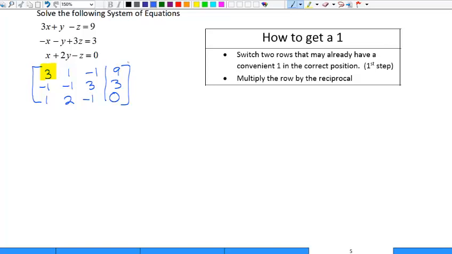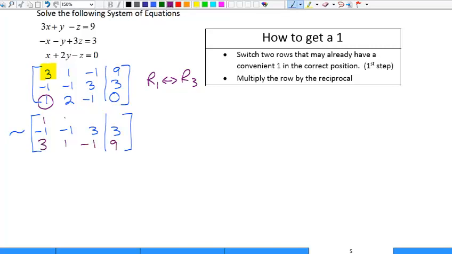So instead of doing that, I would prefer to see if I have an already convenient 1, which I do. I have one in row 3. So if I just take row 1 and interchange it with row 3, I will get the 1 exactly where I want it. Row 2 isn't changing at all, so I'm going to go ahead and put row 2 in. Row 1 and row 3 interchange places, so row 1 is going to end up at row 3. Row 3 will end up at row 1.